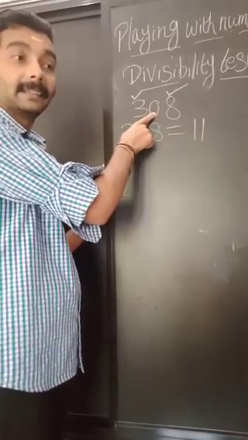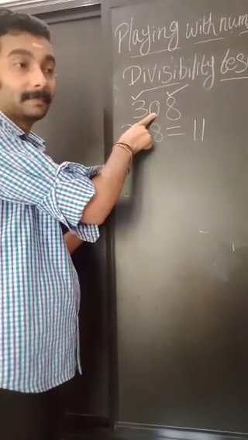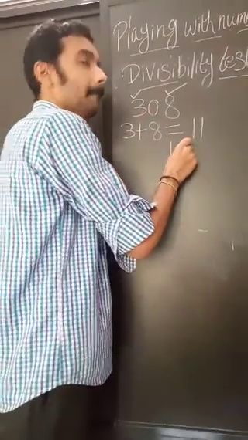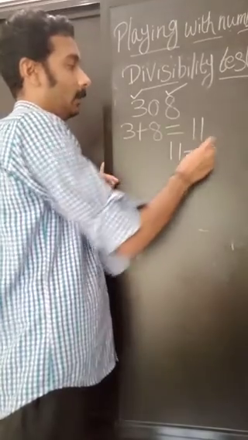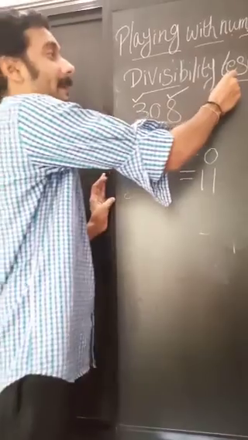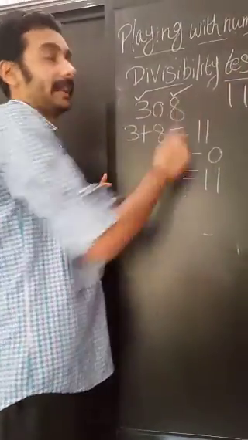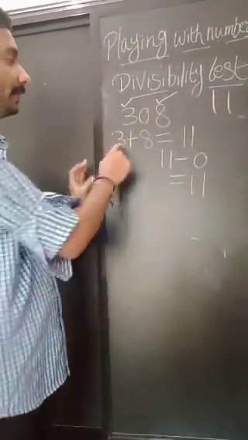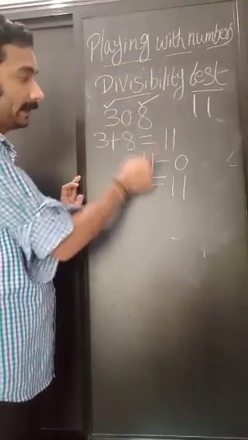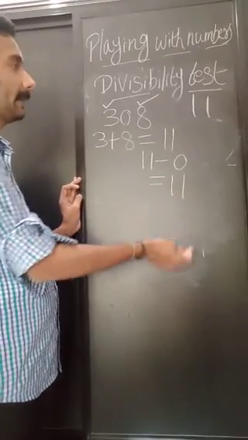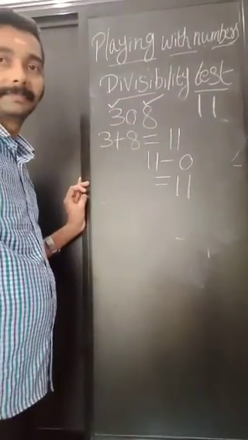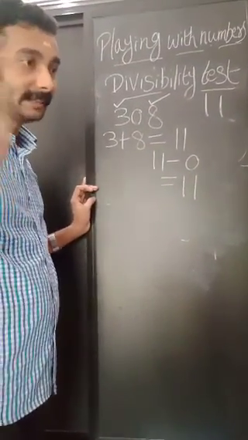Then the other digit is 0. That means 11 minus 0 is 11. That means 308 is divisible by 11. These are the rules. Very important.